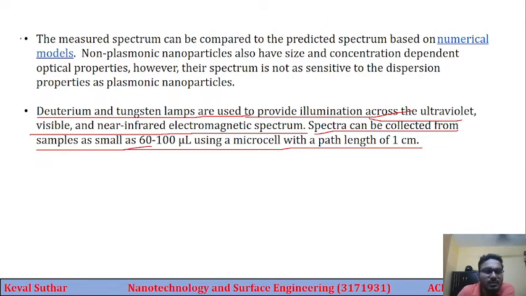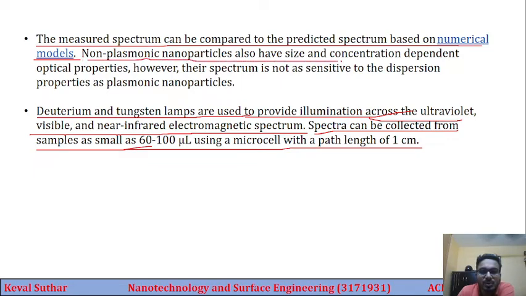Then the measured spectrum can be compared to the predicted spectrum based on numerical models. These numerical models are not part of your syllabus, so you don't need to go into much detail in numerical models. So here let me repeat this part, that the measured spectrum can be compared to the predicted spectrum based on the numerical models.